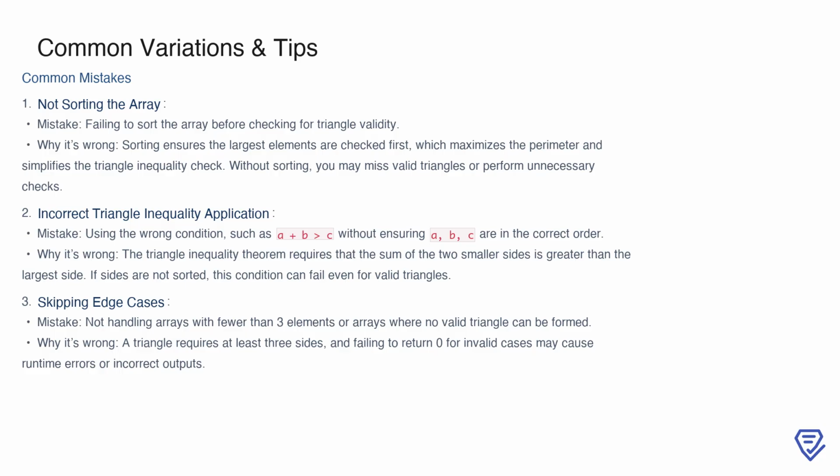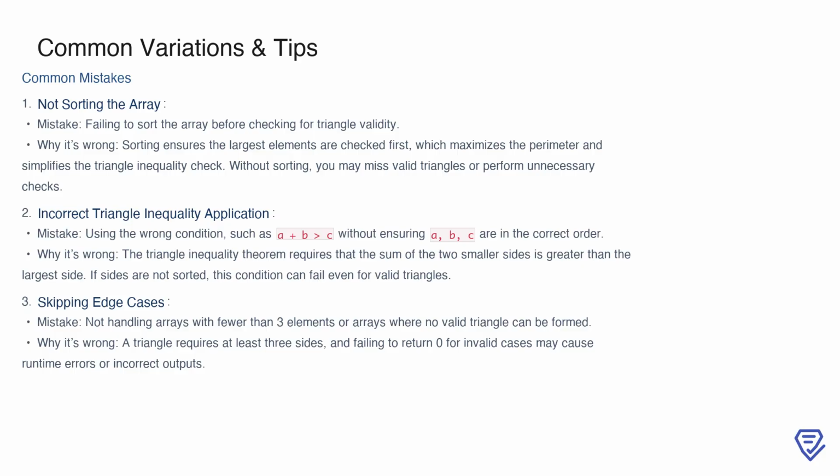First, not sorting the array is a frequent issue. Sorting is crucial because it ensures that the largest elements are considered first, which simplifies the triangle inequality check and maximizes the potential perimeter. Without sorting, you might miss valid triangles or perform unnecessary comparisons.